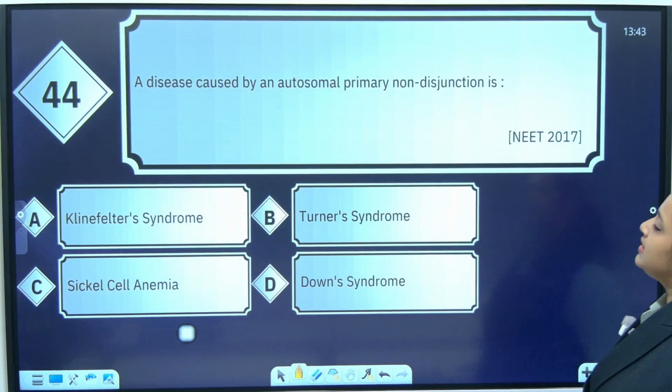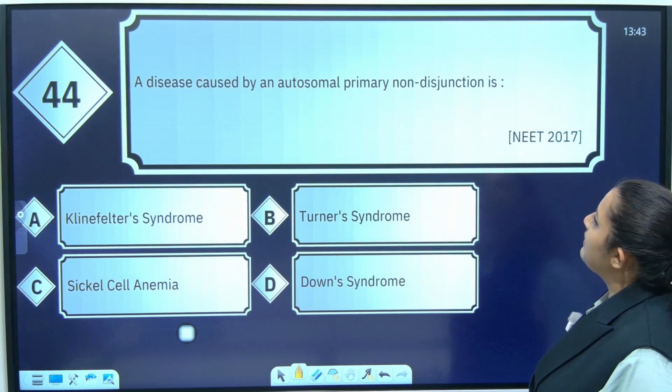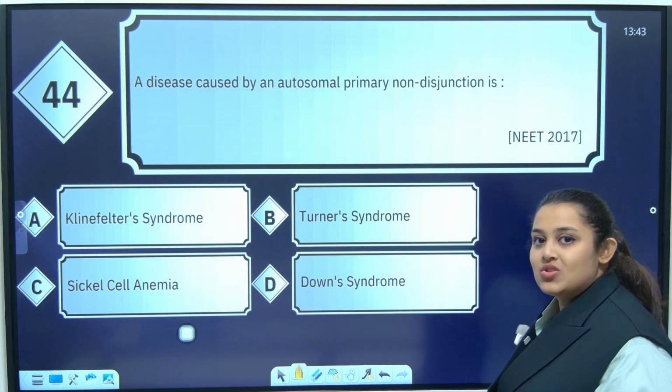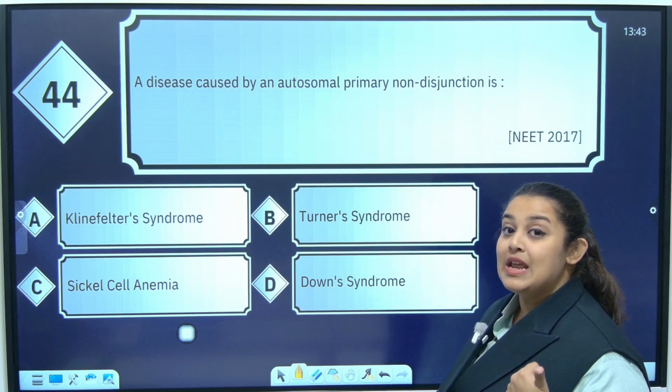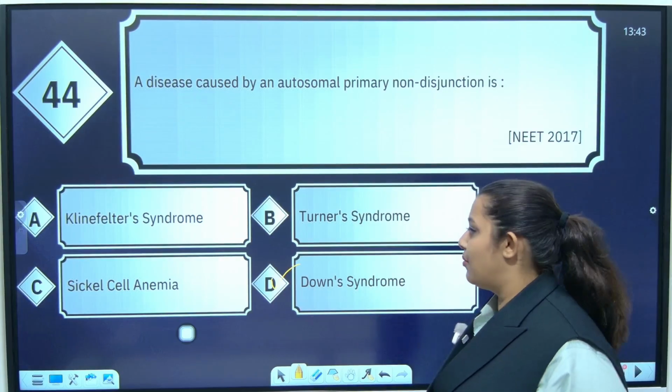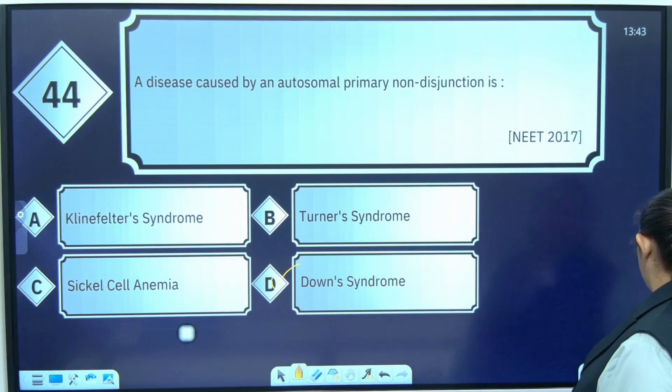Next one, a disease caused by an autosomal primary non-disjunction. Autosome and non-disjunction of chromosomes in the 21st chromosome. What is that? Down syndrome. Okay, option D is the answer.